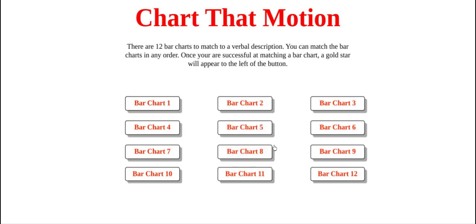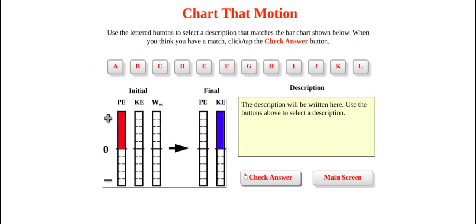We're going to go ahead and try a couple of these here and just show you how the simulation works. My hope is that you'll finish all 12 of these and get a gold star next to all of them. I'm going to choose a couple at random. Let's start with bar chart 11. Use the lettered buttons to select a description that matches the bar chart shown below. When you think you have a match, tap the check answer button.